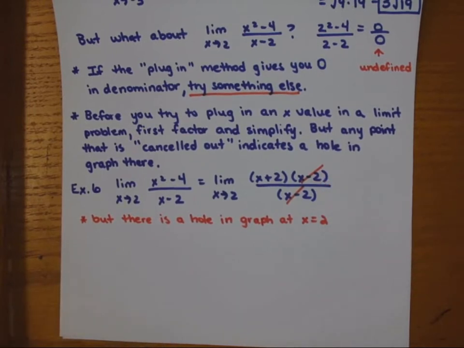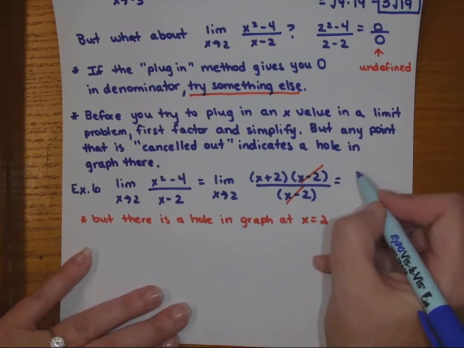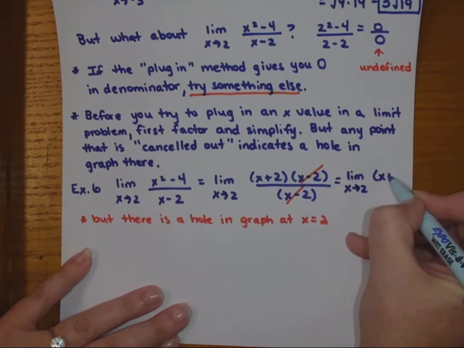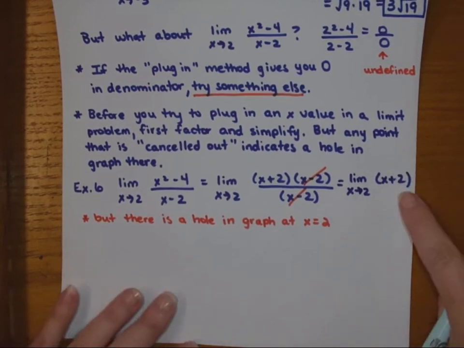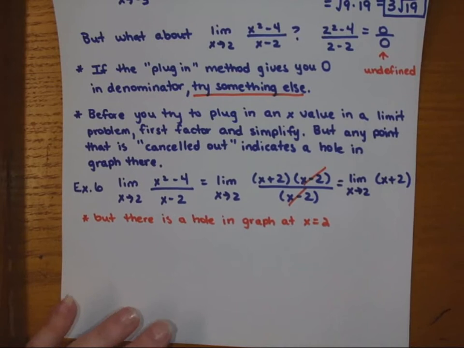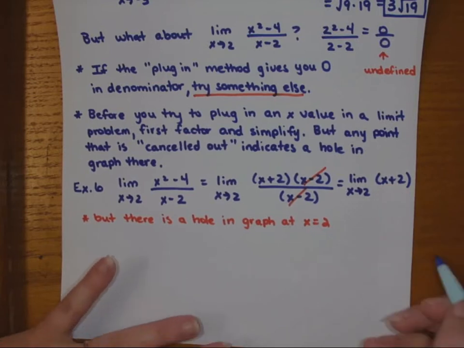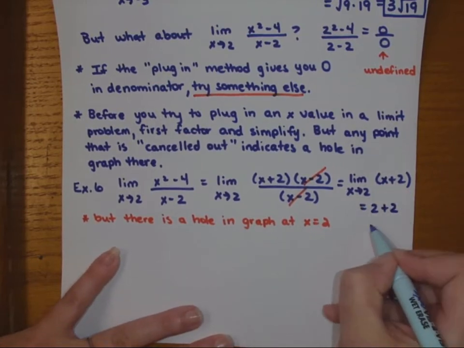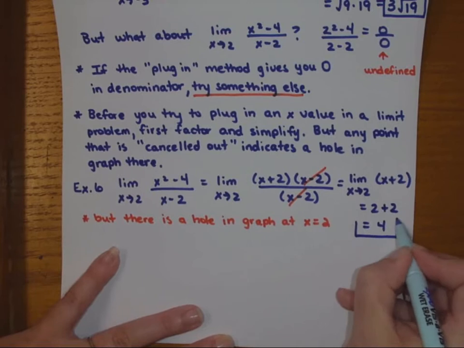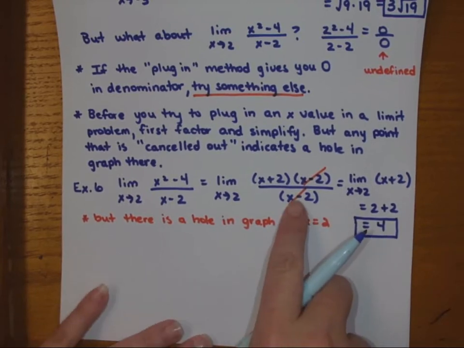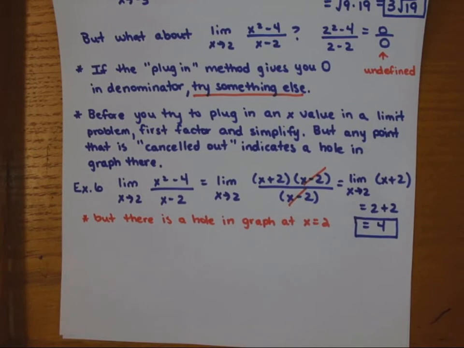But for our limit purposes, we're now trying to find the limit as x approaches 2 of x plus 2. If I try the plug-in method now, I no longer have a problem with getting 0 in the denominator because, frankly, I don't have a denominator at all. So if I plug in 2, I get 2 plus 2, or 4. Essentially, I simplified out the problem area of this question. The problem area was the denominator, and I got rid of that. That's the point of this method.